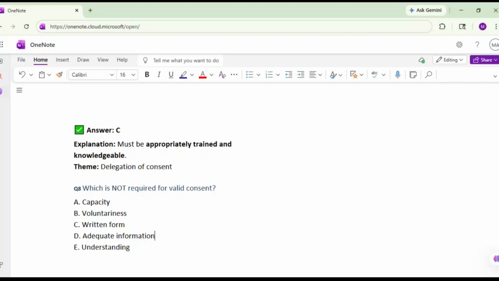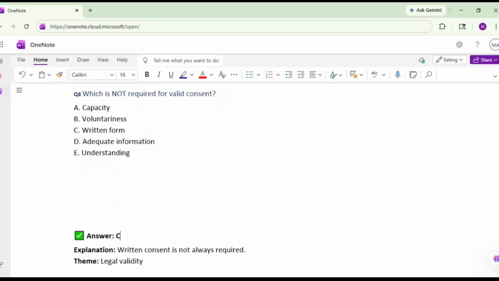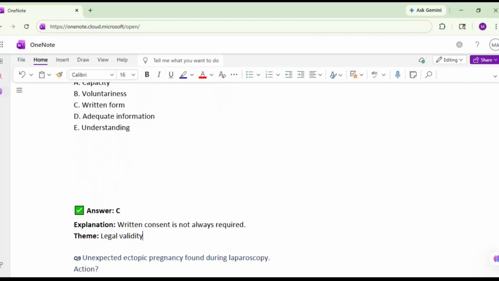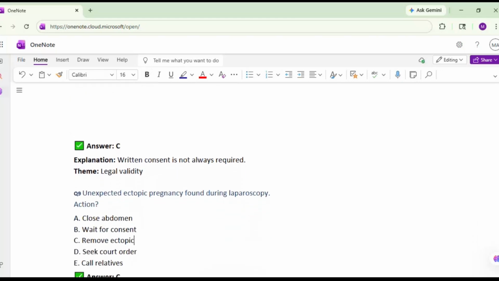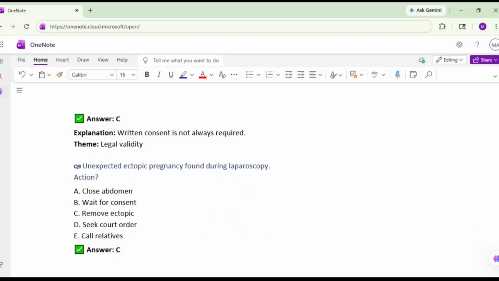Next. Which is not required for valid consent? Capacity, voluntariness, written form, adequate information, understanding. So it is written form. Yes, not always. It need not be written always. Written consent is not always required; verbal consent can also be valid. Okay. Yes. Next.